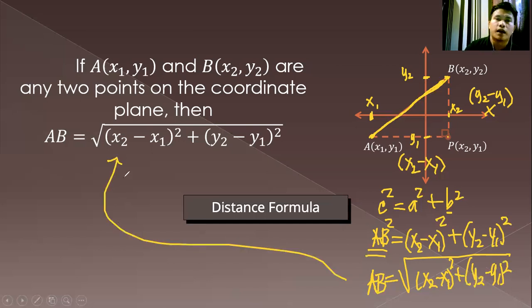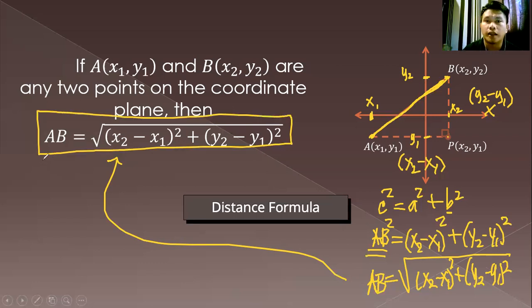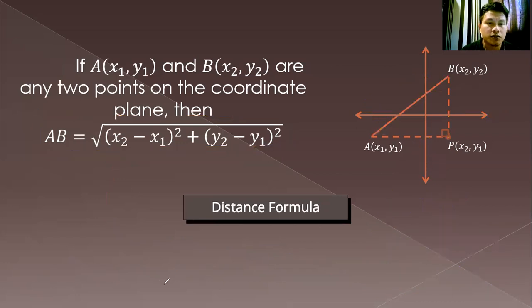Theoretically speaking, we use this formula if our distance cannot be counted merely by the direct distance between the points. Kapag hindi natin siya kayang bilangin, kung siya ay naka-diagonal or naka-oblique, we have to use this formula, the distance formula. So let's try examples about the distance formula.